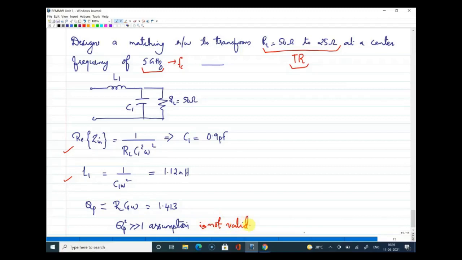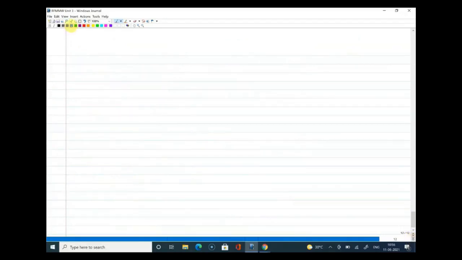If this is not valid, then we should find the actual value. I could have directly calculated that, but just to tell you guys that if you are simply assuming, that could lead to error in the result. So now what we should do is go with the exact expression.